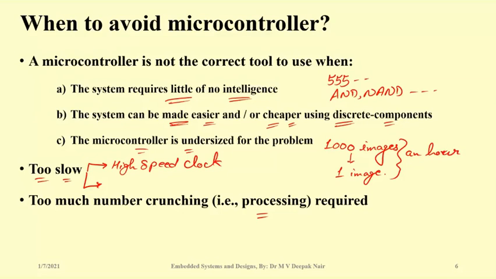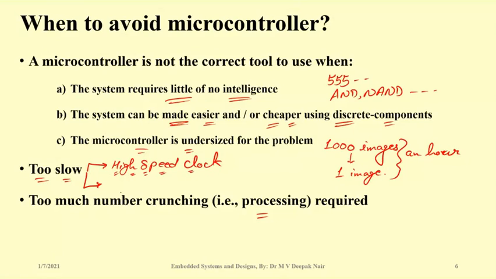And by that time, if you are using this kind of system for surveillance or something, then using a microcontroller is undersizing the problem. So it is advisable not to use microcontrollers. You can of course use high speed microcontrollers. For that you can check what is the maximum clock rate the microcontroller supports.